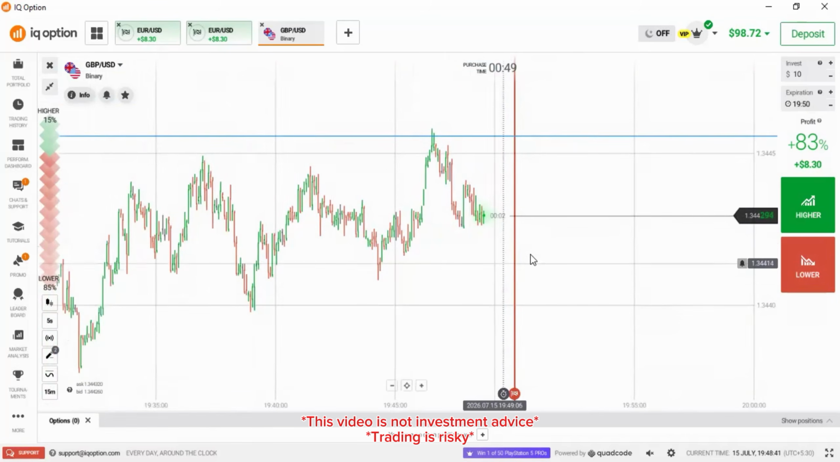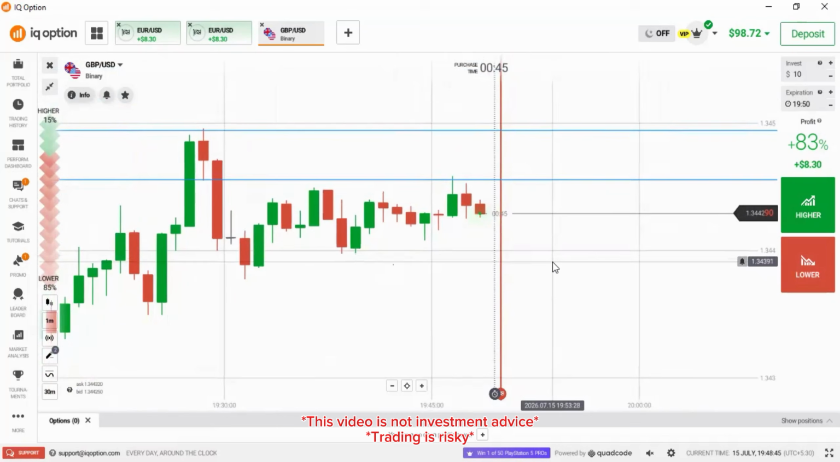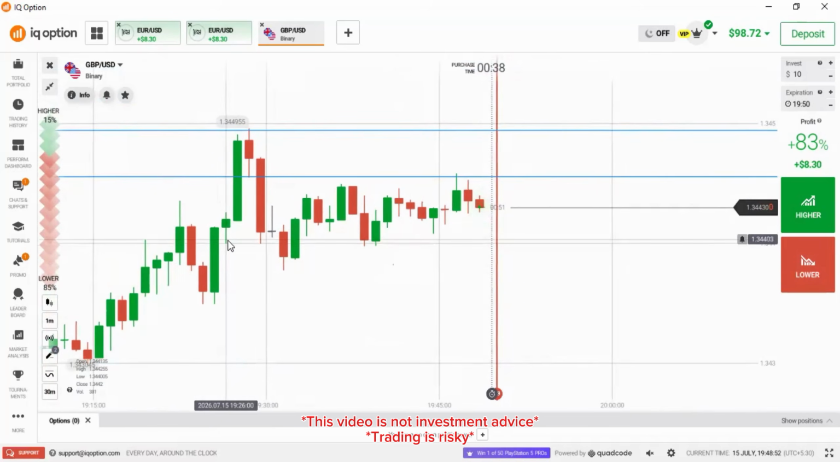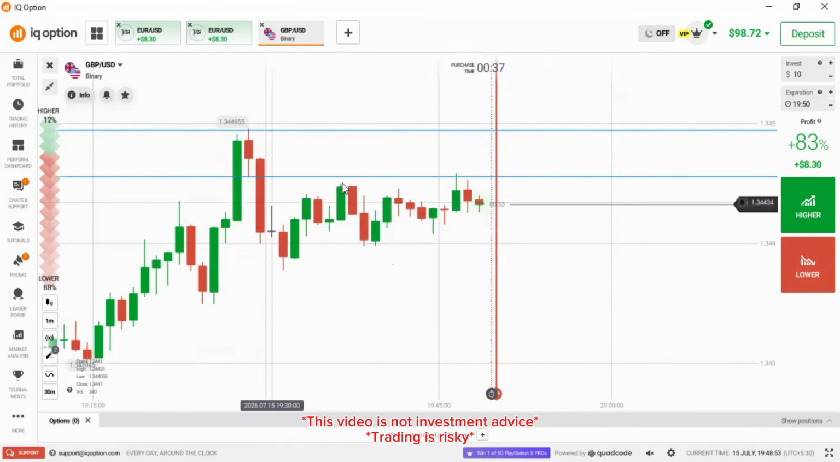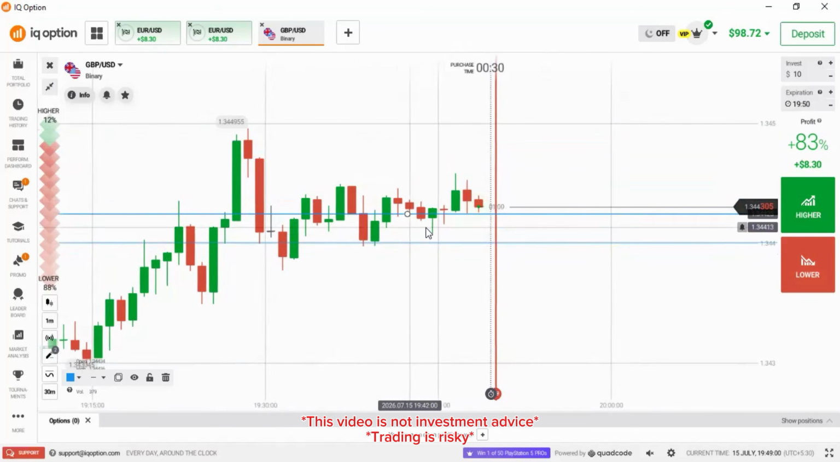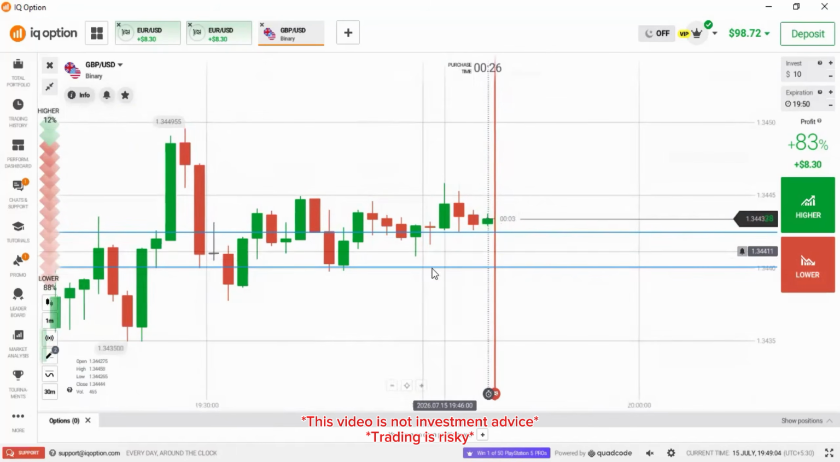So let me check another level. So this level we already know. This point. So the market is getting support continuously from this point. So it is the order block zone we already know.